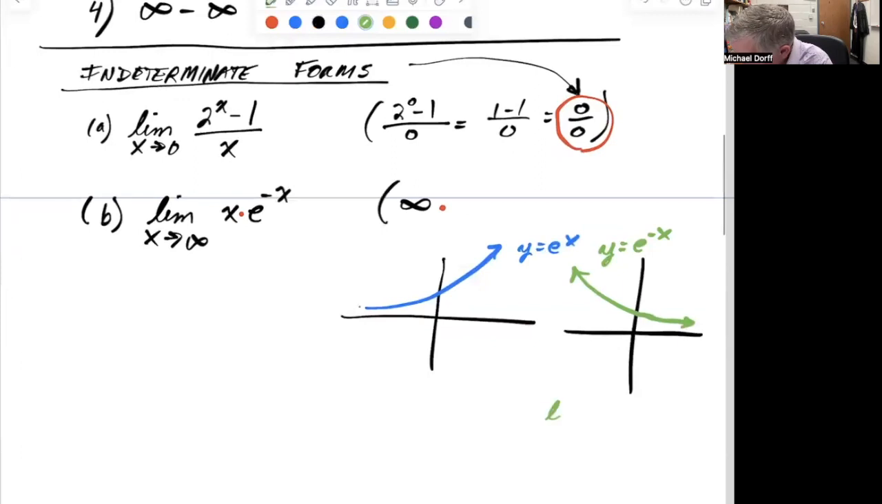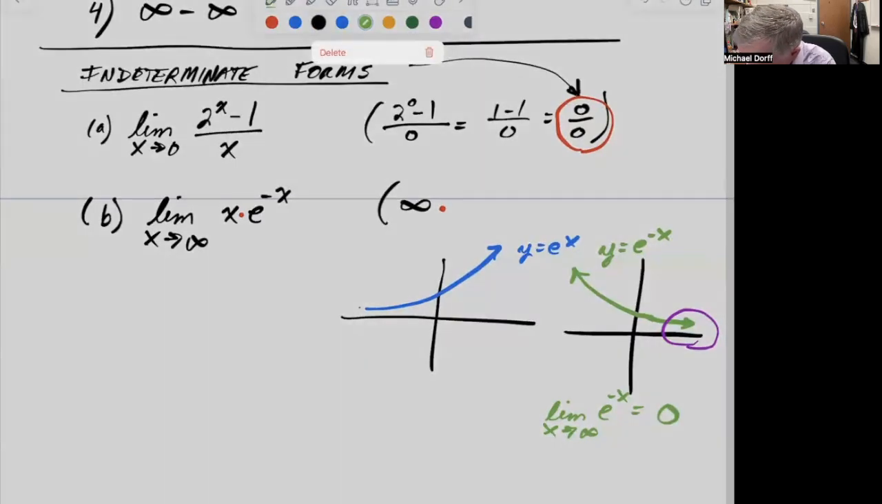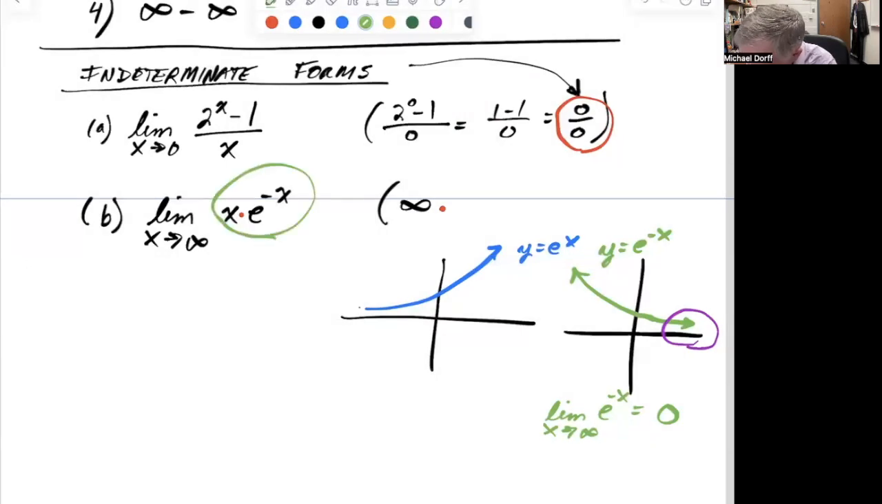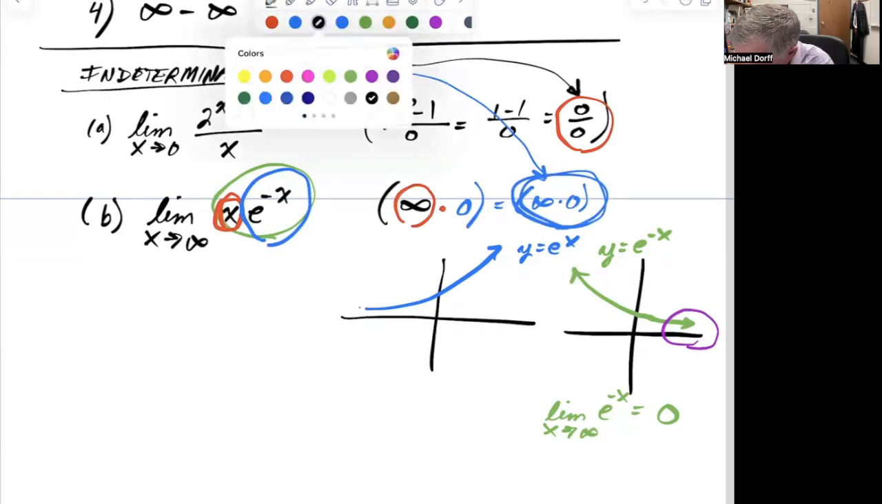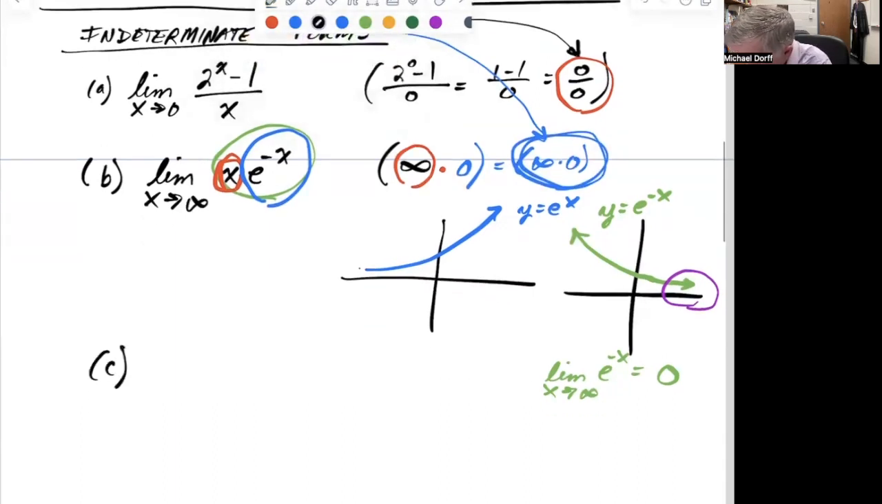And in this case, what's the limit as x goes to infinity of e to the negative x? Well, it's getting closer and closer to 0. So that limit is going to equal 0. So if I go back to the original problem, we know that this part is going to go to infinity, and this part here is going to go to 0. So we have infinity times 0, and that is an indeterminate form. All right. Another example of an indeterminate form here.